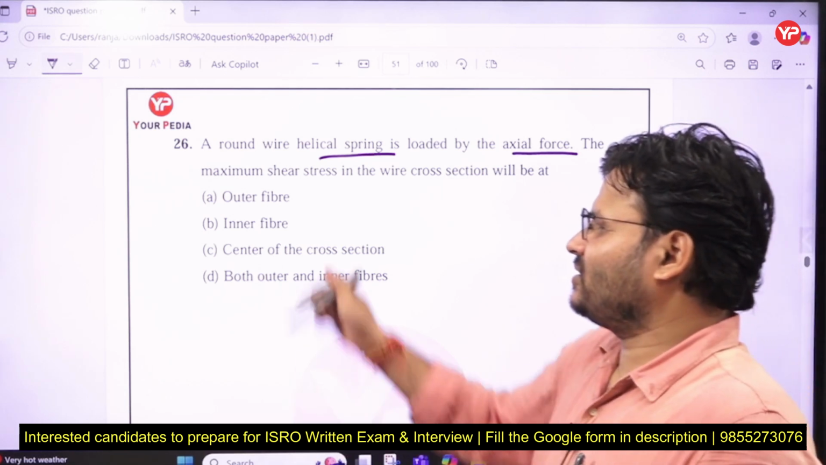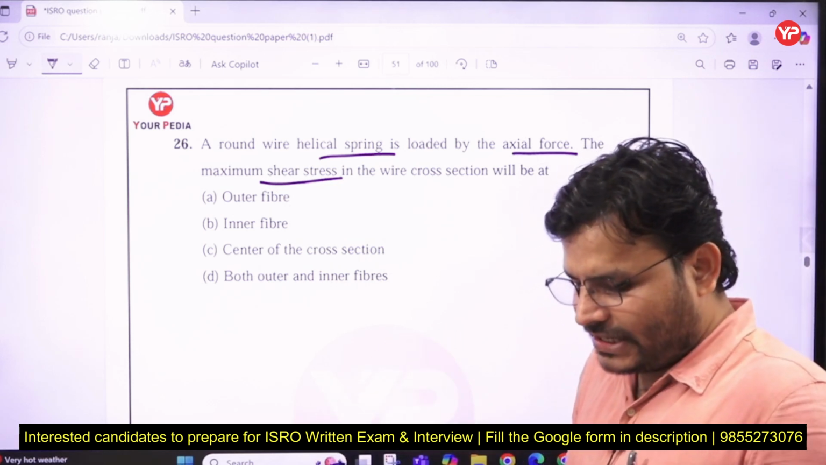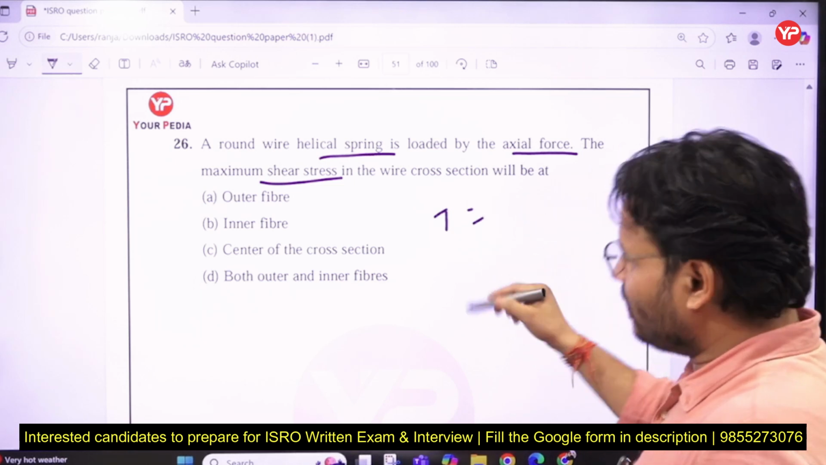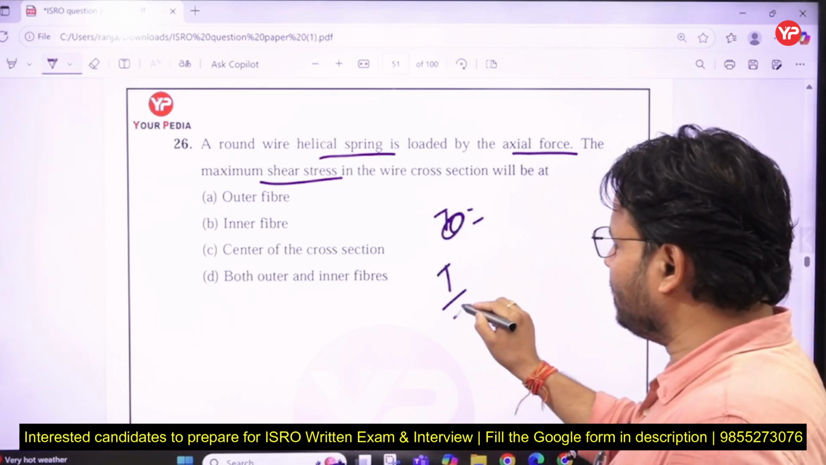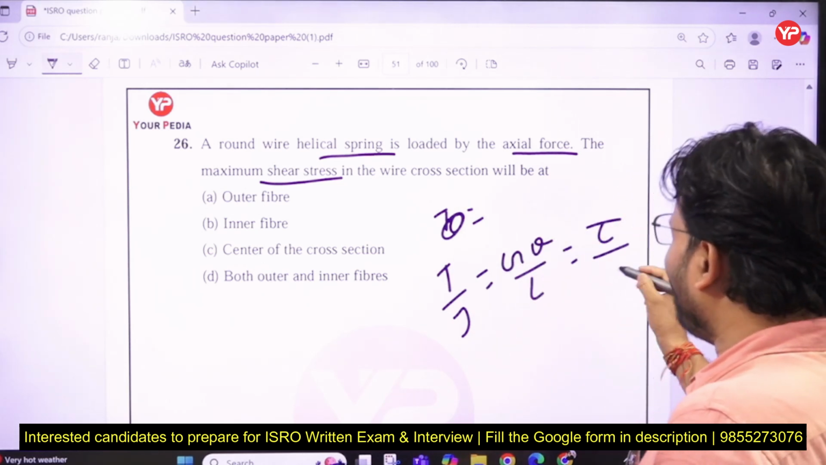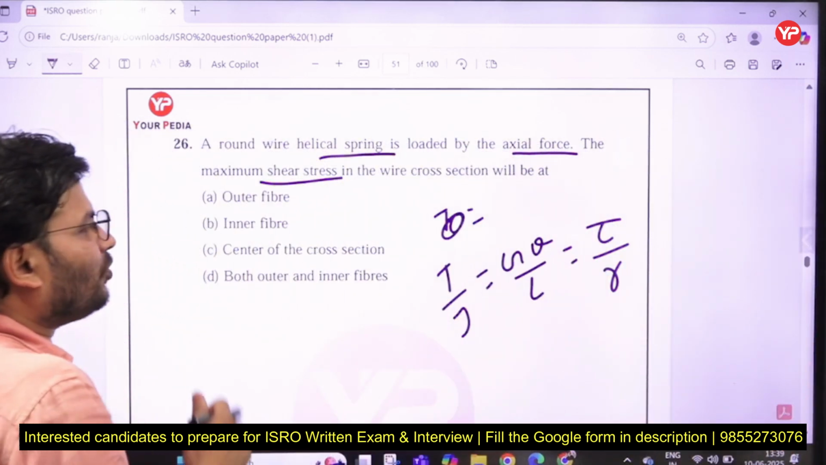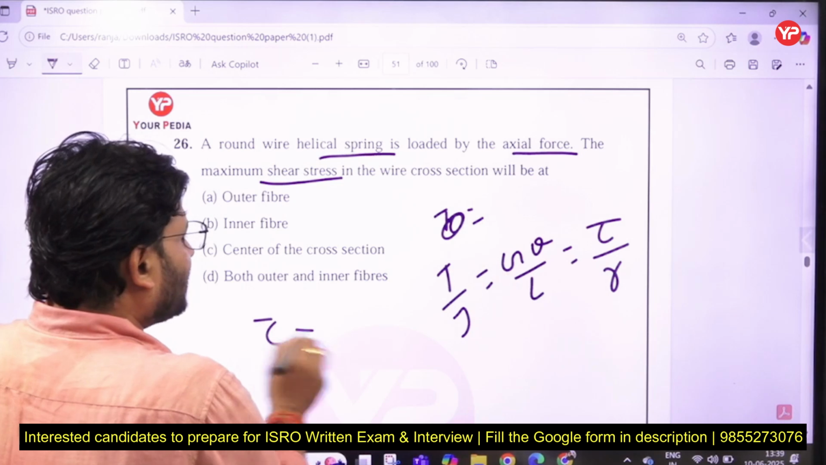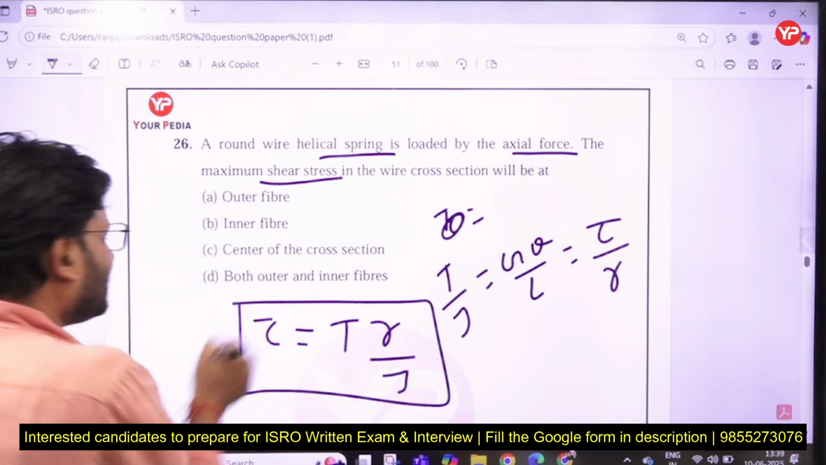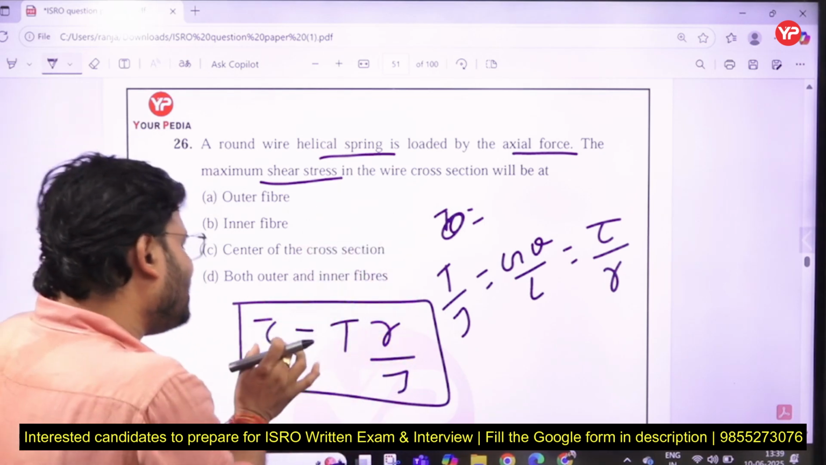Maximum shear stress? In that case, we can say basically torsion. So what is the equation of torsion? T upon J is equal to G theta upon L equal to tau upon R, right? That is the equation of torsion. So from there we can say tau equals T R by J. So what is the variation of shear stress with respect to radius? If radius is high, shear stress will be high.